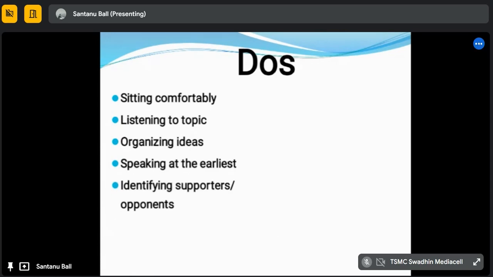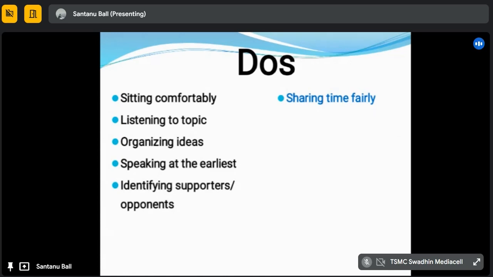The next thing is identifying supporters or opponents. Obviously, during a group discussion, we'll find some supporters or opponents. So we have to identify who are our supporters and who are our opponents. This step is very important, as identifying supporters and opponents is very beneficial during any kind of group discussion. There may be a technical round, there may be a non-technical round.